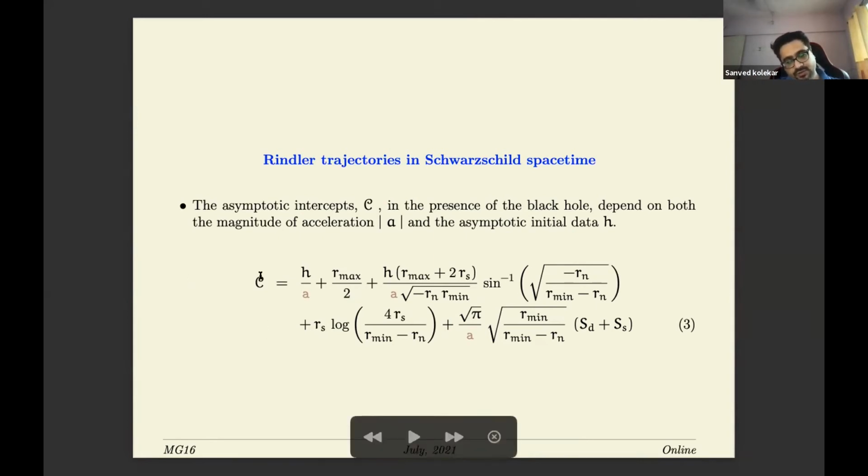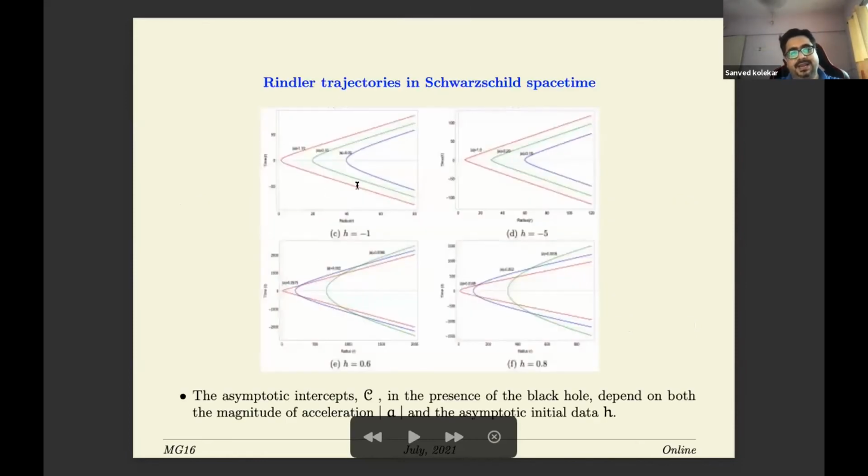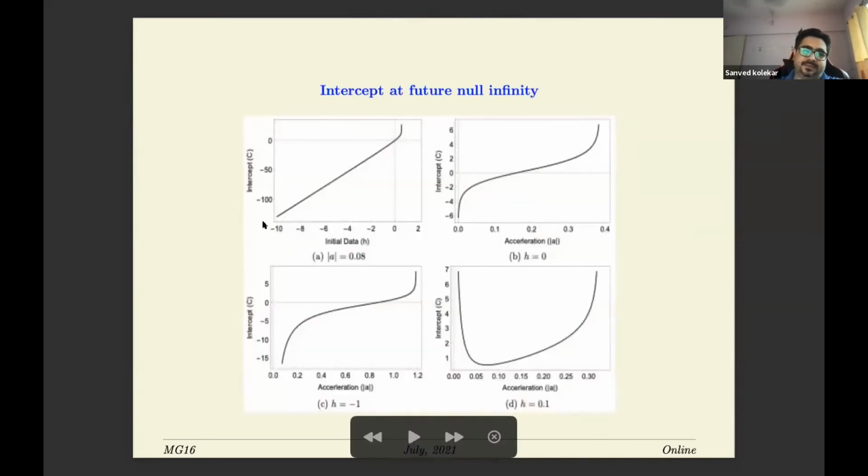And over here also you can see that the intercept basically is a function of both. In the earlier case, in the flat spacetime case, it was ideally a function of only the h. But here you can see that now it also depends on the e. So that again strengthens our picture that the horizons are different for different curves with different acceleration, but with the same h. And these are the plots for the intercepts.